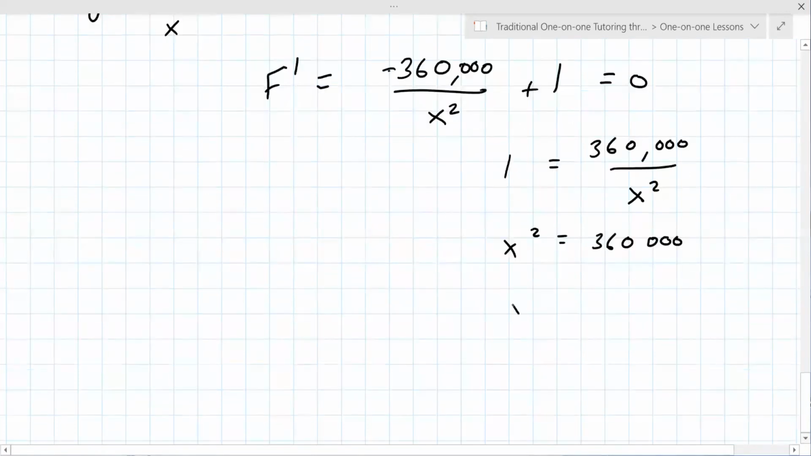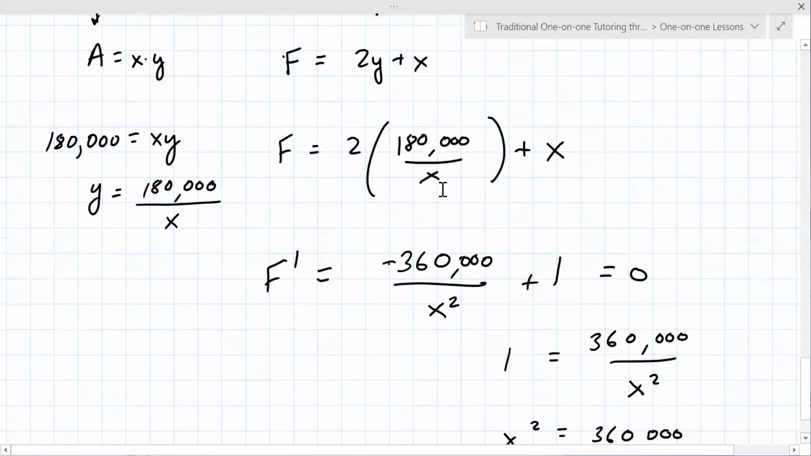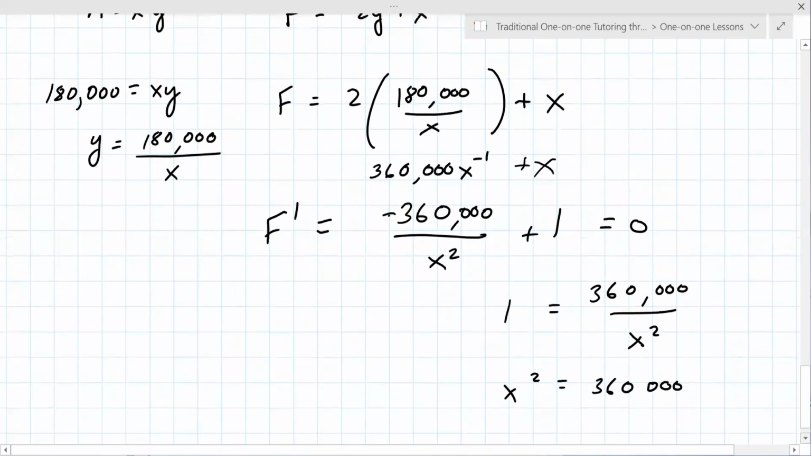How's the bottom x squared? This is just the power rule. So this simplifies to 360,000 x to the minus 1 plus x. The negative comes down front, subtract 1 gives you the power of minus 2. Oh, okay. So then x is the square root of 360,000. So x is equal to plus or minus 600.